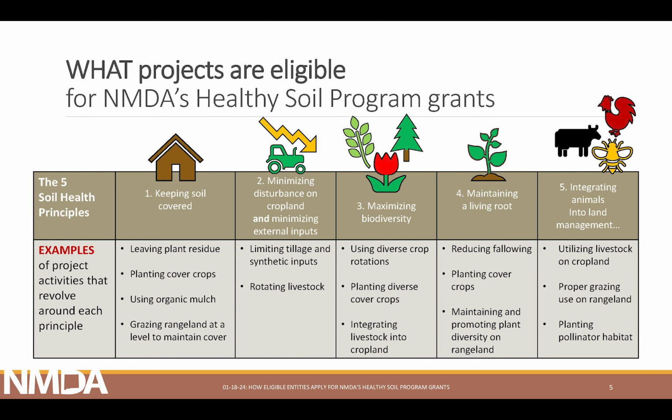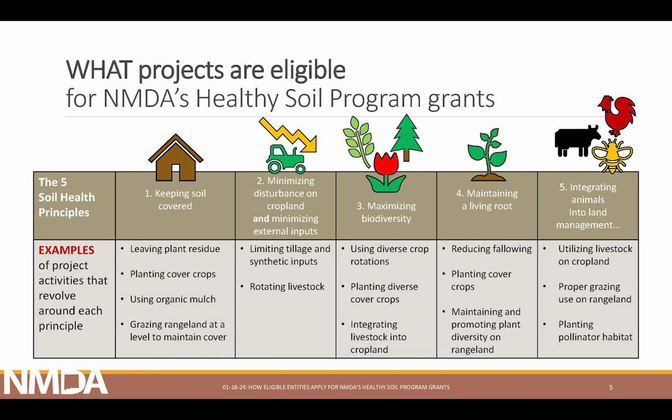The first soil health principle is keeping soil covered. Principle number 2, minimizing disturbance on cropland and minimizing external inputs. Principle number 3, maximizing biodiversity. Principle number 4, maintaining a living root. And last but not least, importantly, integrating animals into land management. And the law goes so far as to name species as large as grazing animals, clear down to those keystone species such as earthworms.